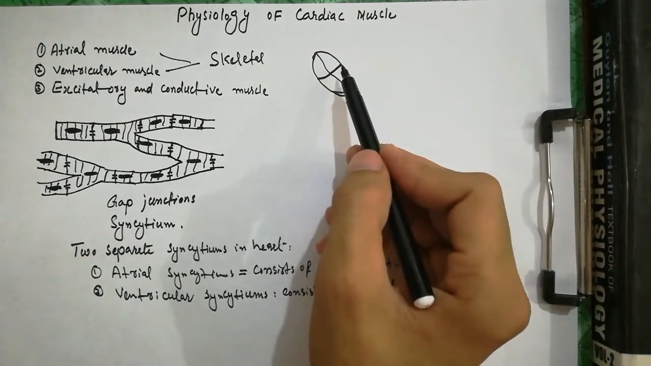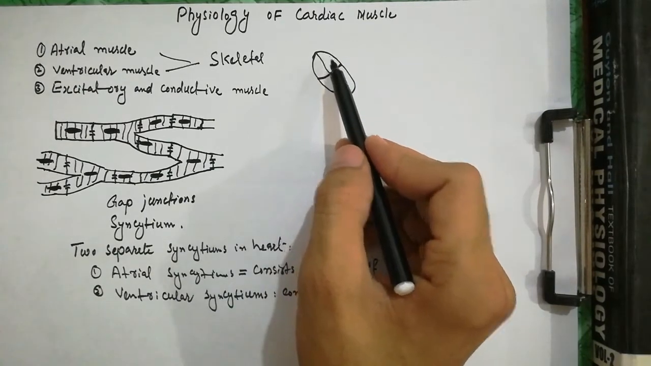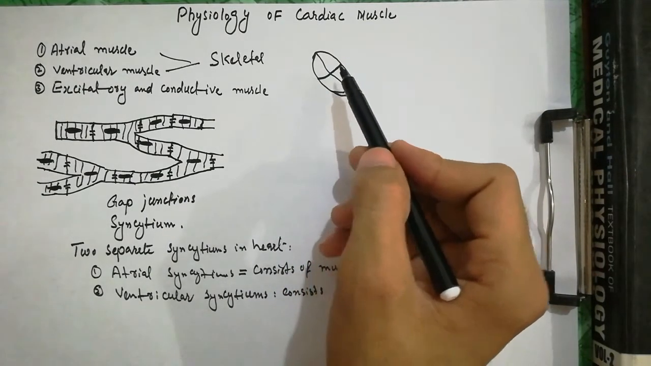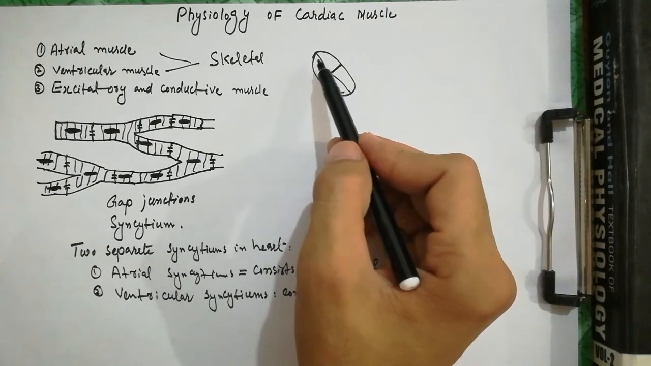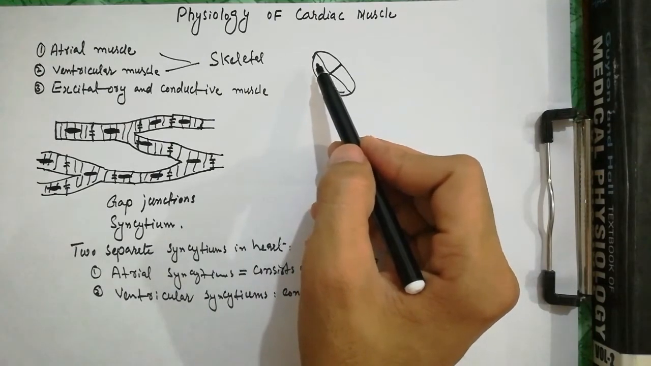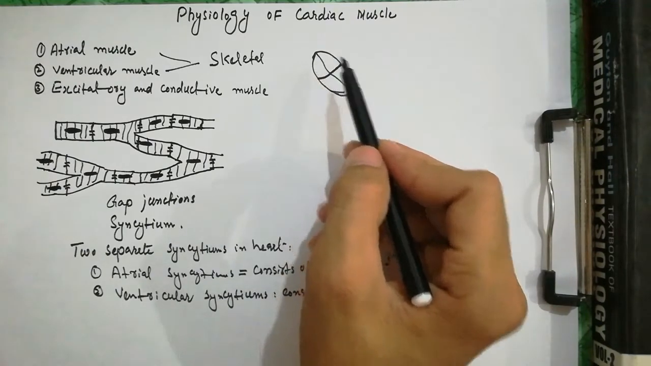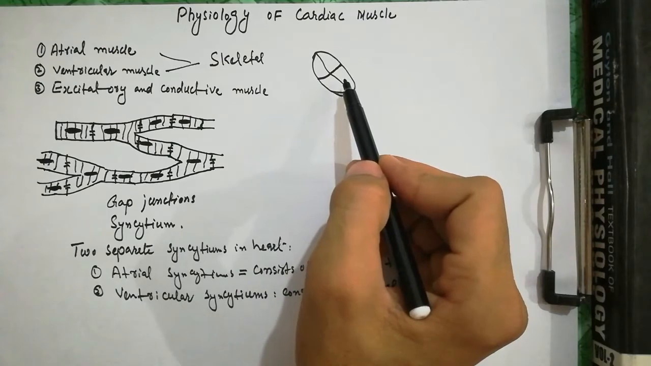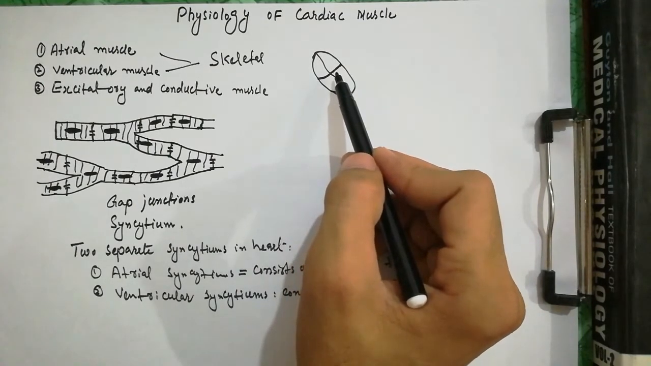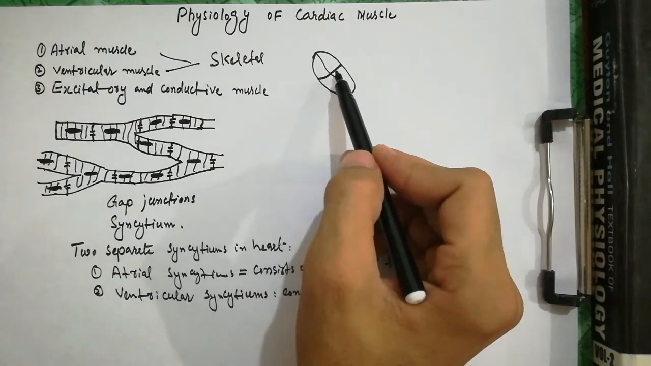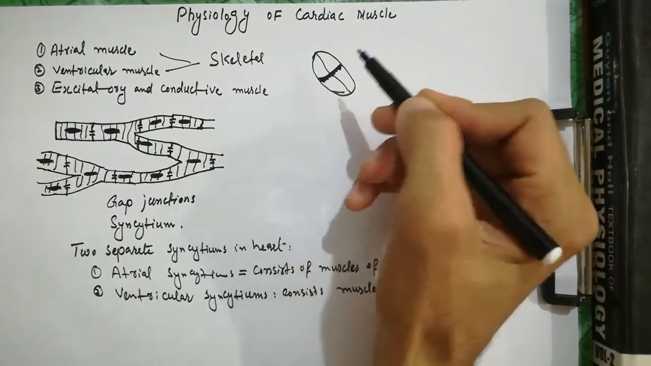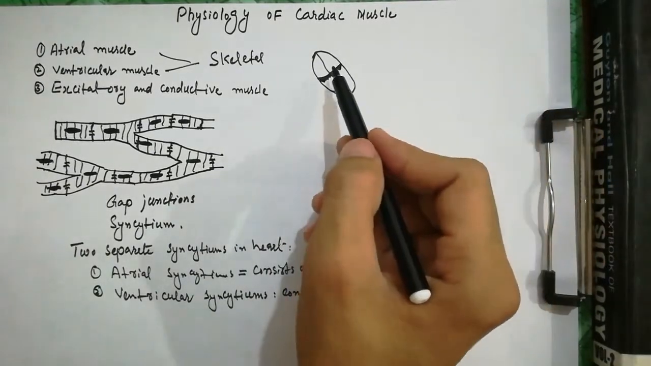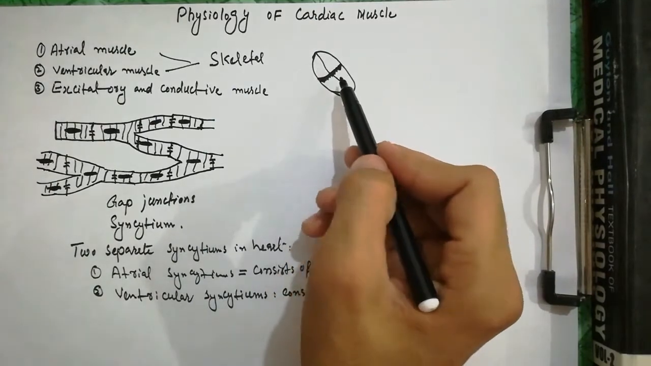The heart is composed of these two separate syncytiums, atrial syncytium and ventricular syncytium. When action potential is generated in one syncytium, for example in atrial syncytium, it can spread only in that single syncytium. It cannot travel to the other syncytium because the two are separated from each other by a fibrous tissue which cannot permit the flow of ions or action potential. That fibrous tissue is present between atria and ventricles.